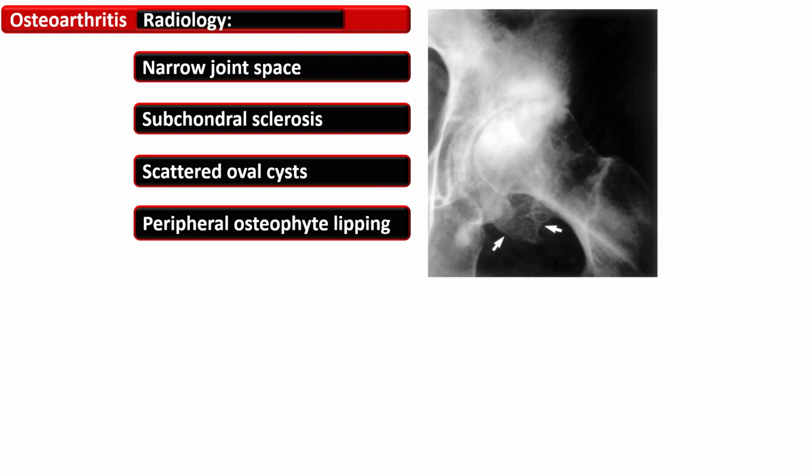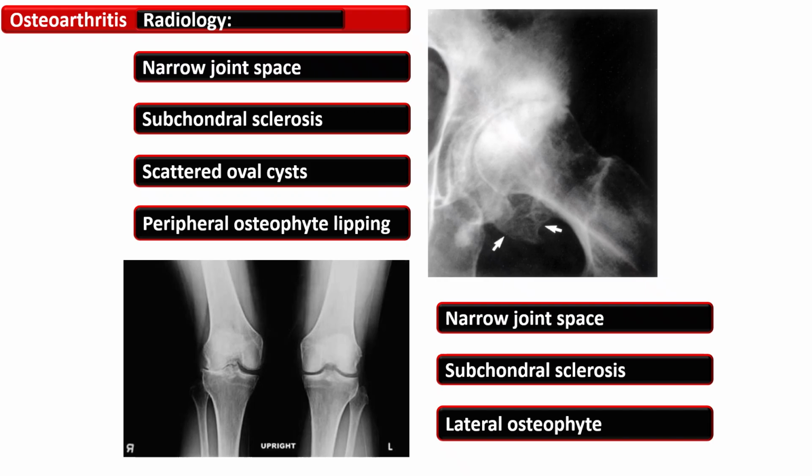All these morphologic changes are evident by the radiology. As this X-ray is showing the hip joint with narrow joint space, subchondral sclerosis, scattered oval cyst, and a peripheral osteophyte lipping, which is marked by this arrow. And here, this is a knee joint, and there is a narrow joint space, subchondral sclerosis, and lateral osteophyte formation in this picture.